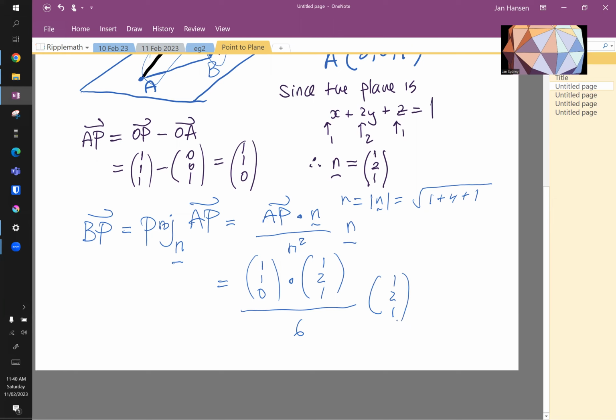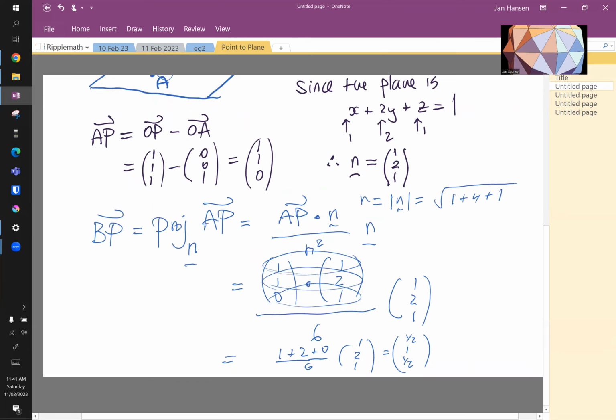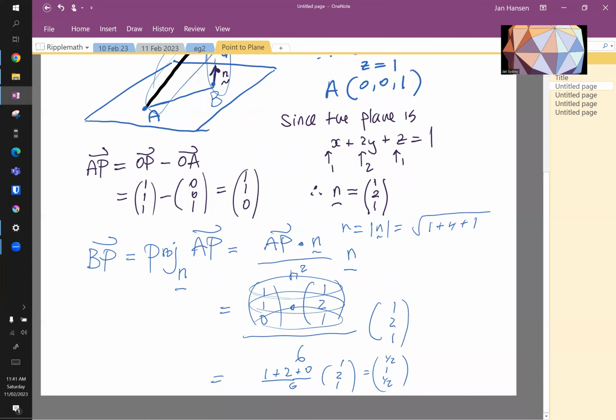And then the dot product, I'm going to run out of space down there, but we'll just sneak it in here. You multiply these together, so it's 1 + 2 + 0 over 6, and that becomes a half. So it's a half, 1, a half. And therefore, we'll slip it into this little box here.